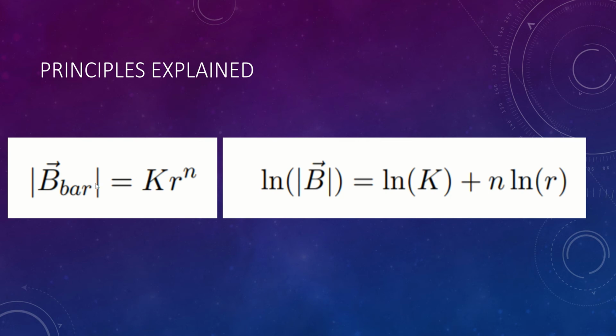So because we want to be able to graph this to determine N, we know that this will be very difficult to graph B and R just because it would be curved and it would be very hard to measure this. So therefore, if we take the logarithmic values of the magnetic field and the constant and distance, we're then able to calculate N as the slope of this graph.